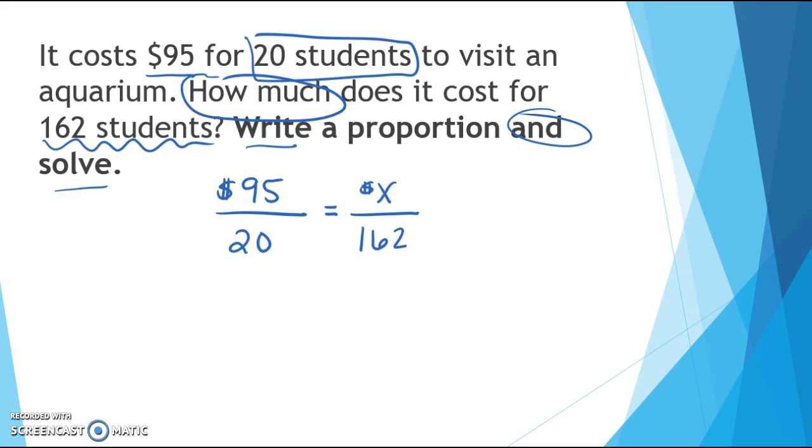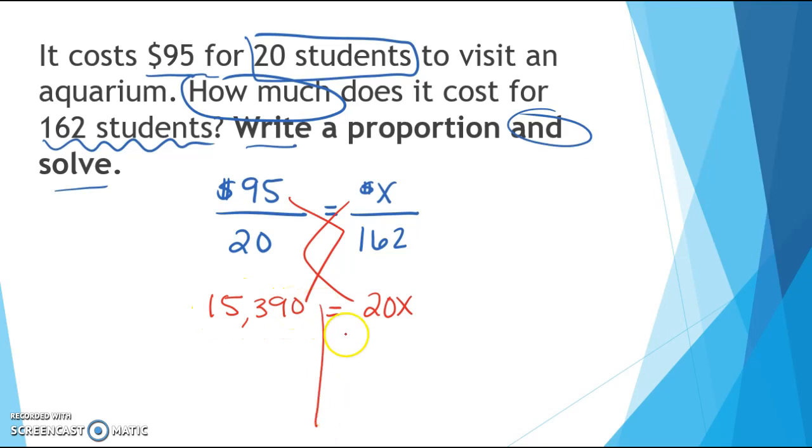So for this one, I'm going to actually use cross products here. So I have x multiplied by 20 gives me 20x. I'm going to bring down that equal sign, and then I need to do 95 multiplied by 162, and I get a pretty big number. I get 15,390, huge amount there. But now we need to solve for our x, so we're going to divide both sides by 20 in order to get our x alone.